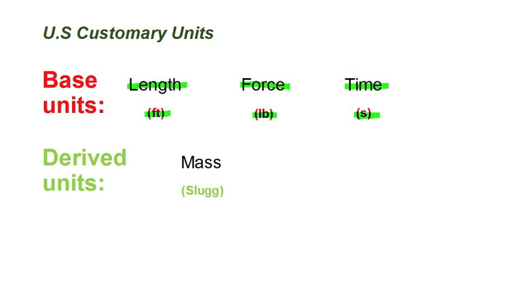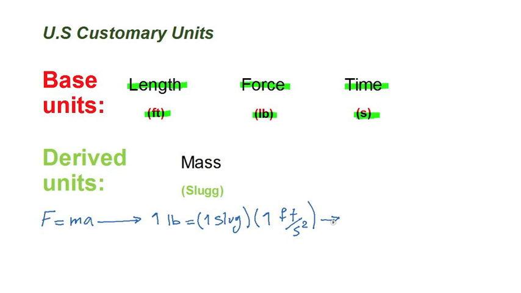So we can write F is equal to m sub a, which is the second law of motion, and we can conclude that 1 pound is equal to 1 slug multiplied by 1 foot per second squared. And from here we can conclude that 1 slug is equal to 1 pound over 1 foot per second squared, or 1 pound second squared over foot.